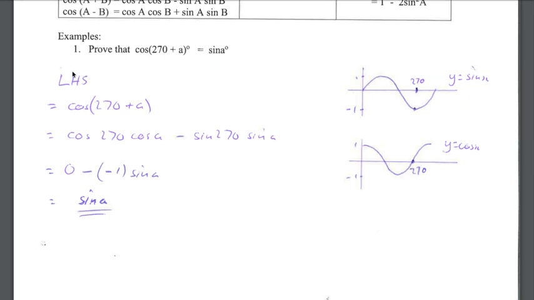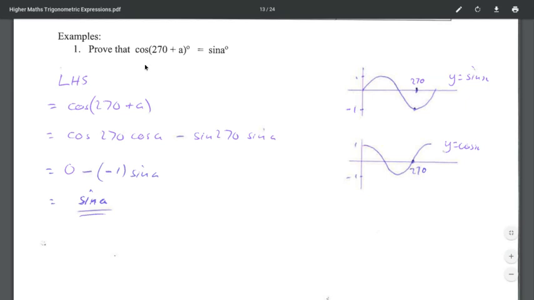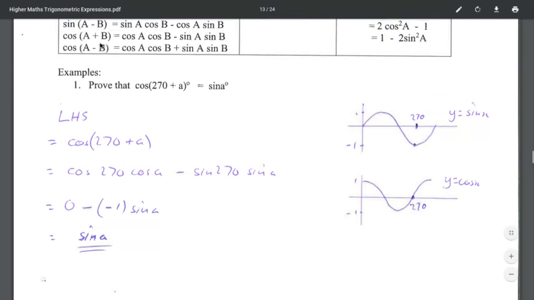So what did we do? Structure-wise, very important. We started with the left-hand side. Did I write on this line that that is equal to the sine of a? Absolutely not. Please do not do that. We expanded using the cosine of a plus b.